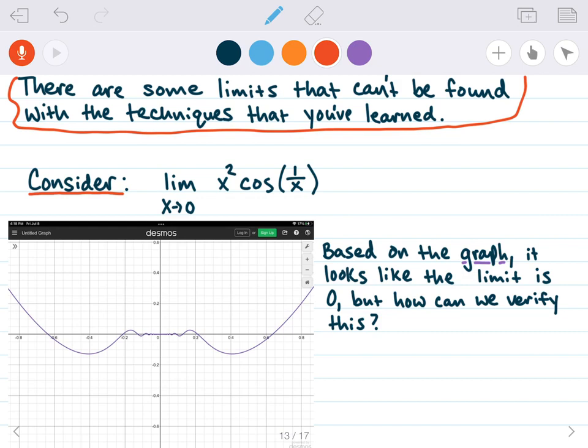Okay, so here we have a function x squared times cosine of 1 over x, and I have the graph of this function right here. We are interested in the limit as x goes to 0. If we look at the graph, it looks like as x goes to 0, y also goes to 0, getting pretty close to the y-axis, but let's prove this algebraically with the squeeze theorem. I'm going to show you how to do it.